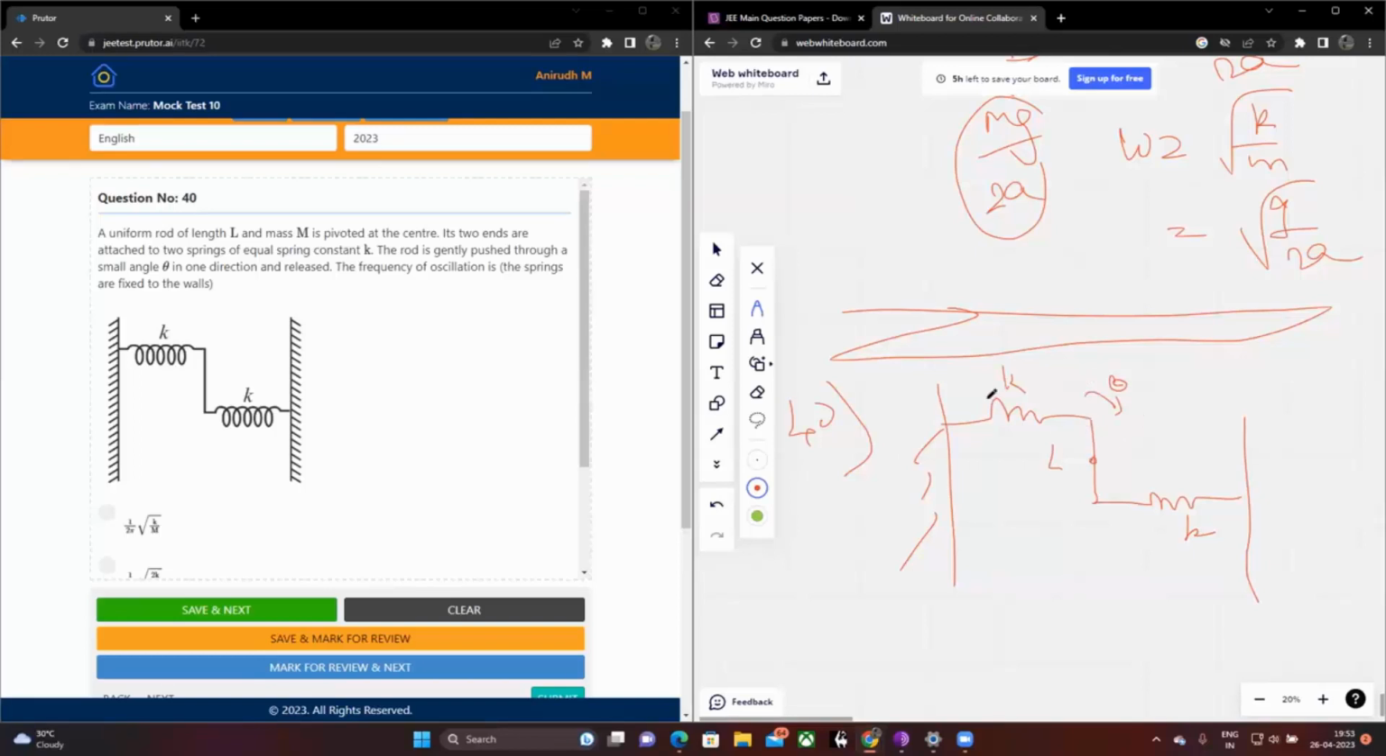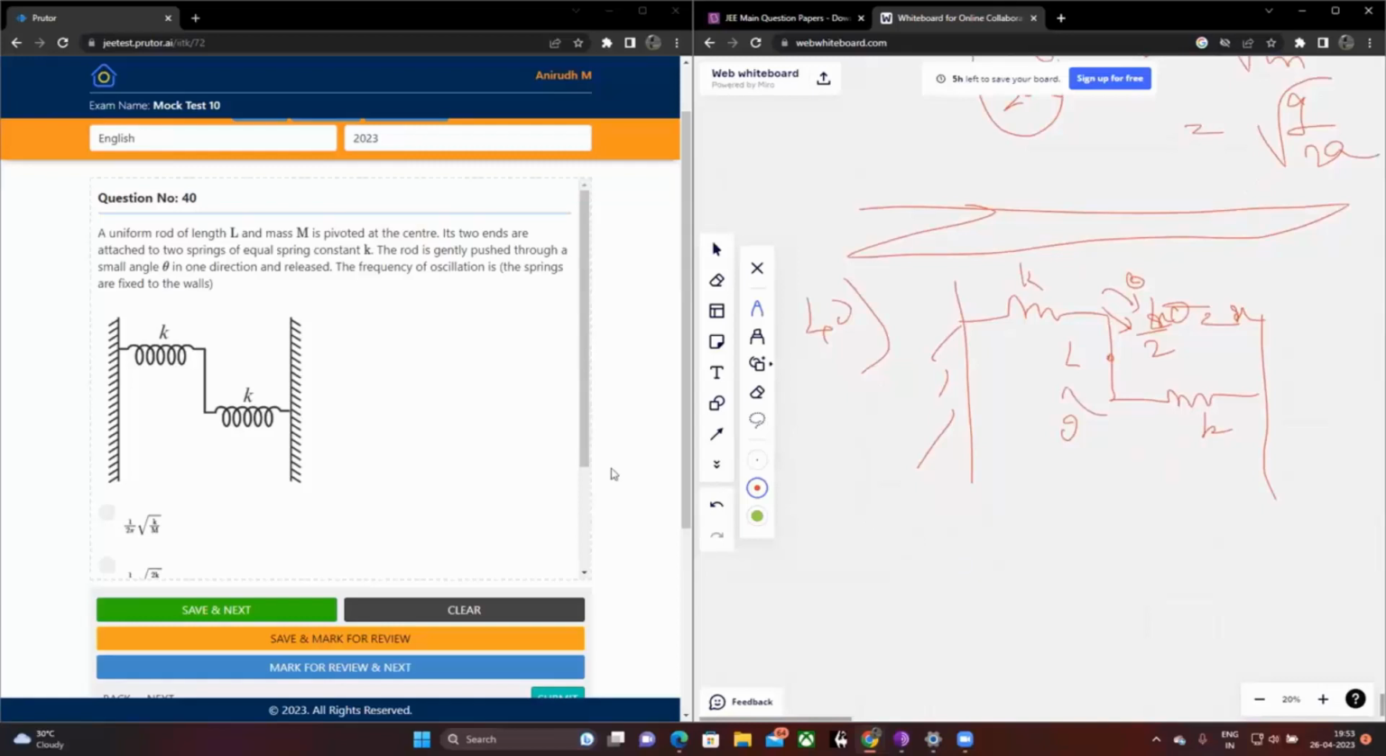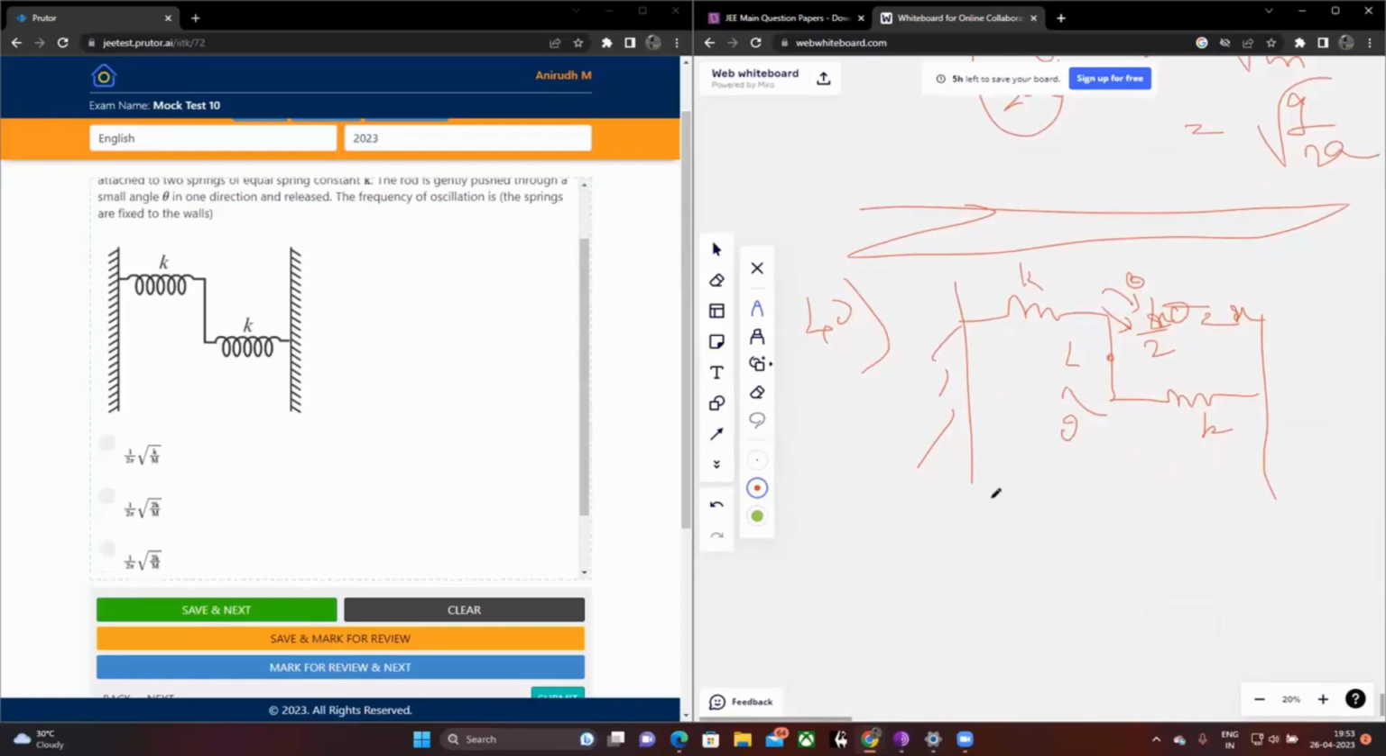If you pull this by some angle theta, this spring is going to be stretched by a length L by 2 theta equals x, and the same is going to hold true here also, because if this goes down here, this goes up by theta. So if you are going to pull this rod of length L by angle theta, you're going to get a restoring force of twice L by 2 theta.